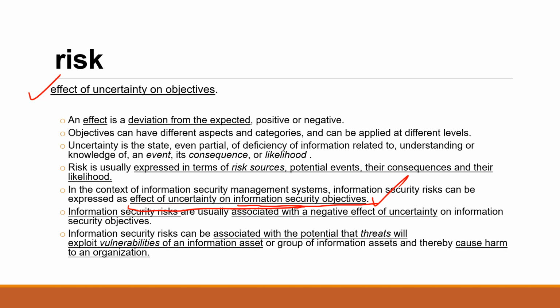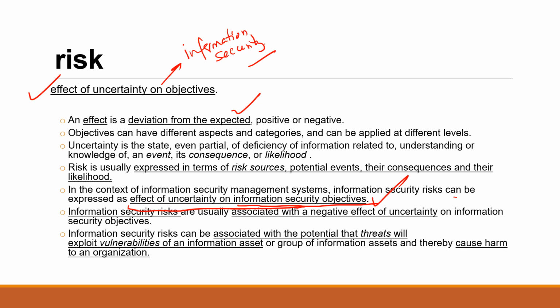So that is the effect of uncertainty on objective. When I'm talking in the context of information security, information security risk can be expressed as the effect of uncertainty on information security objectives. And the effect means a deviation from the expected, and this deviation can be positive or negative.